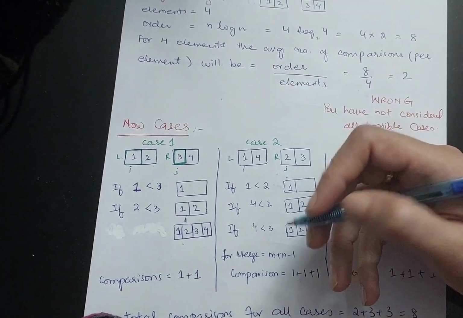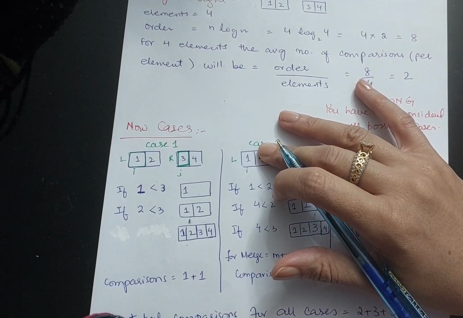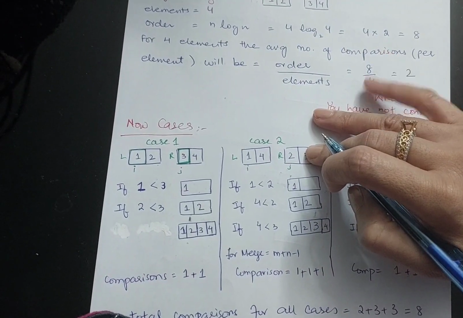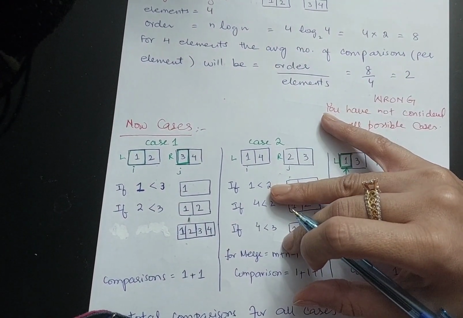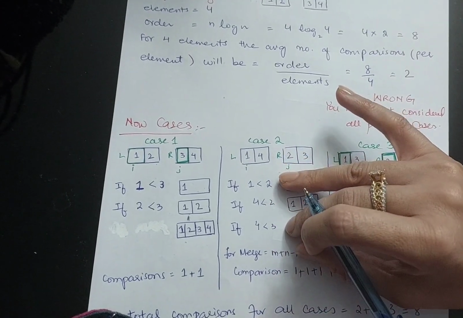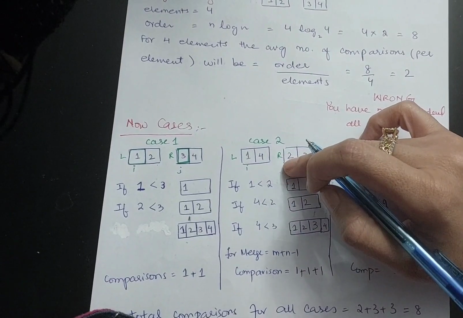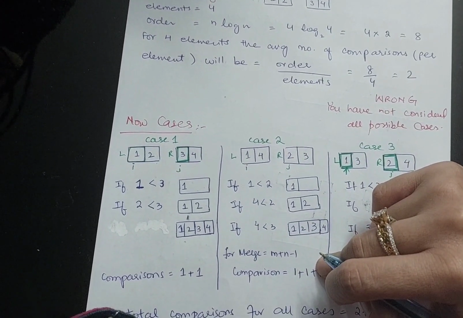For merge sort, there is a rule of thumb that if you have m elements in one subarray and n elements in the second subarray, then when you merge them, the number of comparisons is equal to or less than m plus n minus 1. So 2 plus 2 is 4 and 4 minus 1 is 3. So here you can see that we got 3 comparisons.